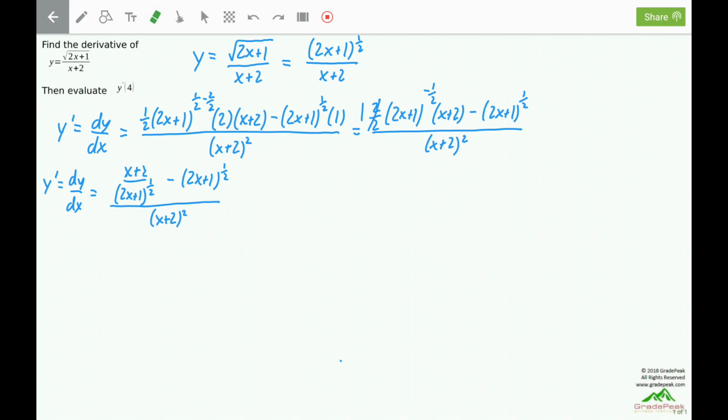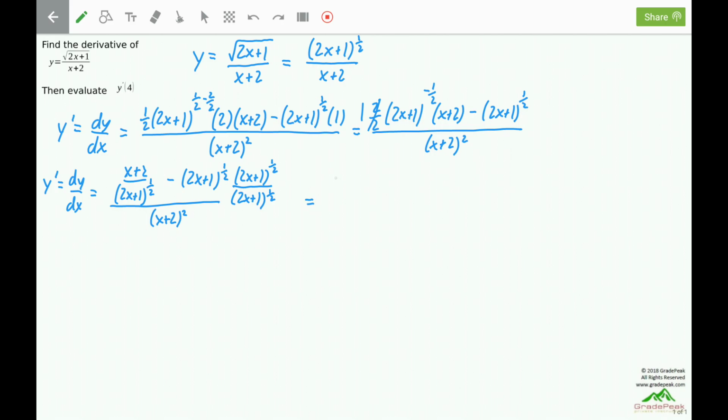The next thing to do is to get a common denominator between those terms in the numerator. There is a fraction, so we need a common denominator. And we have a denominator of 2x plus 1 to the 1/2 for this first fraction. That second one doesn't have a denominator yet, so we're going to multiply it by 2x plus 1 to the 1/2 over itself, a form of 1, so that we can get the common denominator.